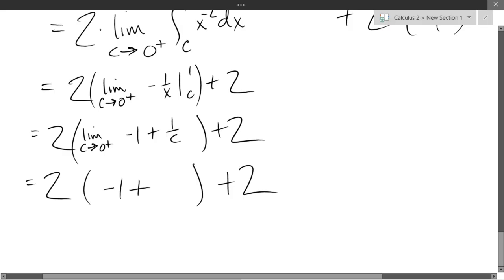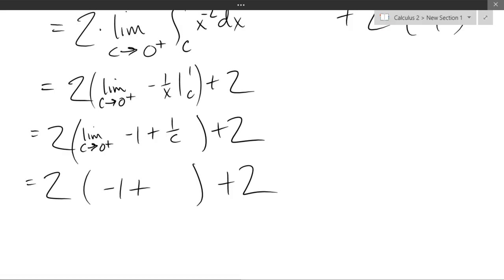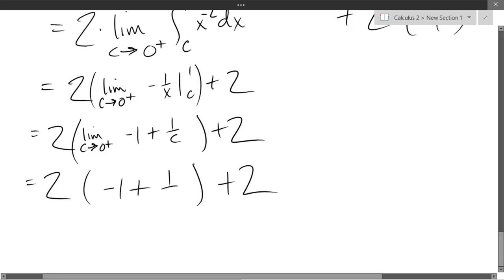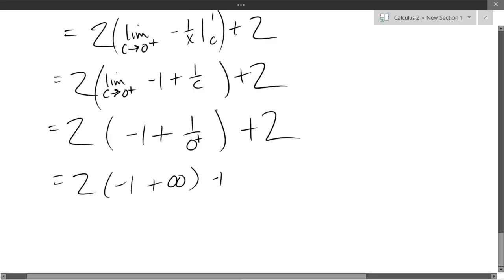So what does 1 over C approach when C is super tiny? It's going to be infinity. Is it positive infinity or negative infinity? Positive. So how do we know it's positive infinity? Because C is a very small positive number. If C was approaching 0 from the negative side, it would have been a really small negative number. So you could write it 1 over 0 plus, so it's positive 0. So that's going to be positive infinity.